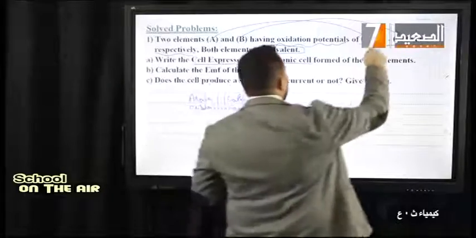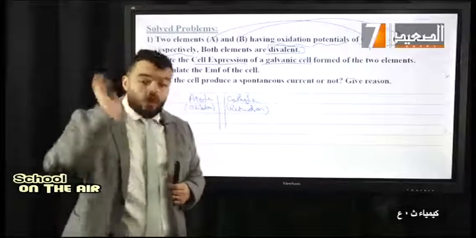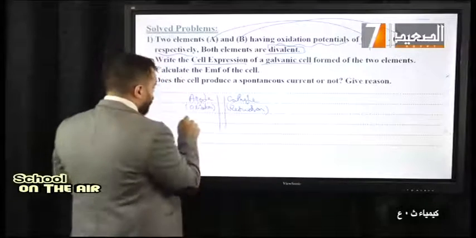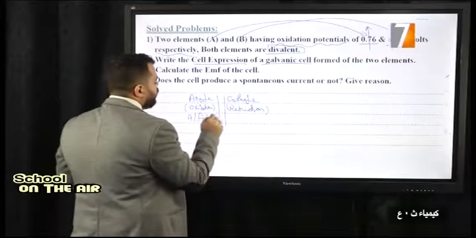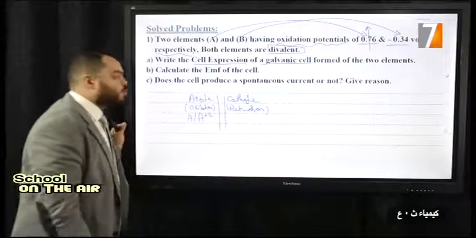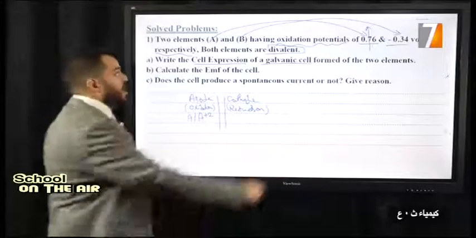The element with the higher oxidation potential is the element which will be oxidized. Okay? So A will be oxidized and it will be changed into positive ion. Positive 1 or positive 2 or positive 3 ion? Positive 2. How did you know?